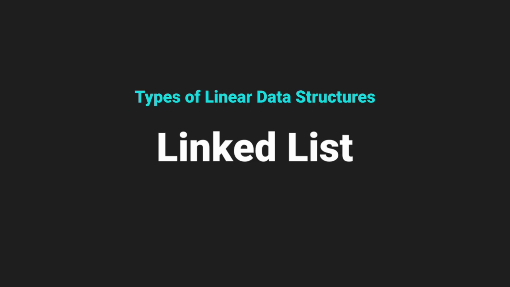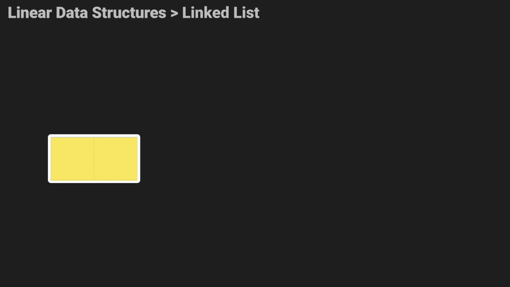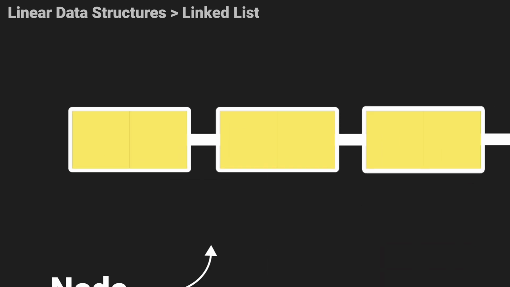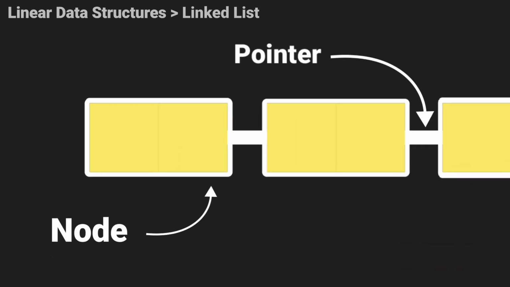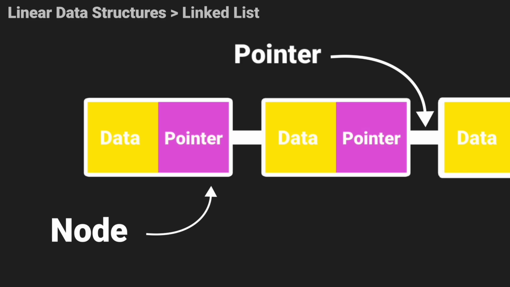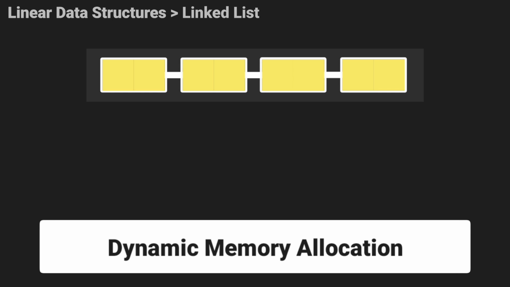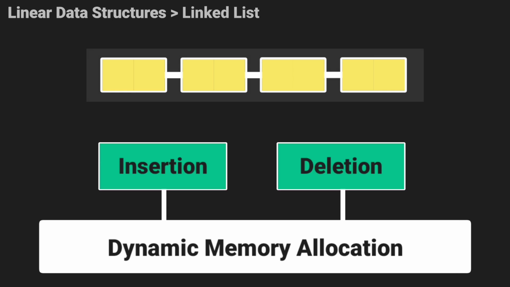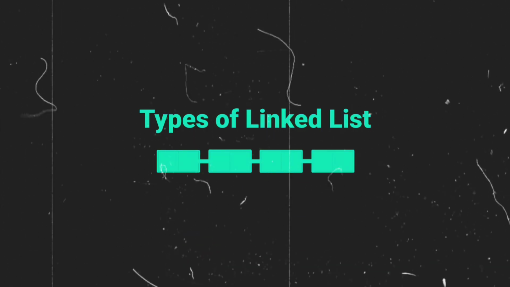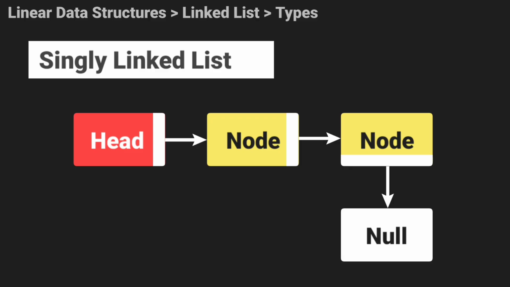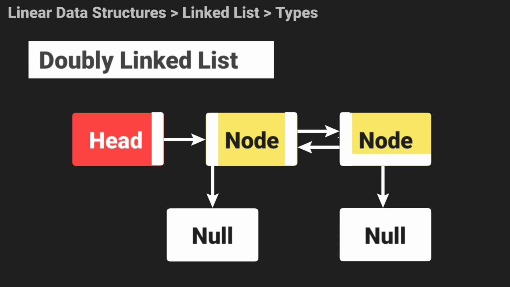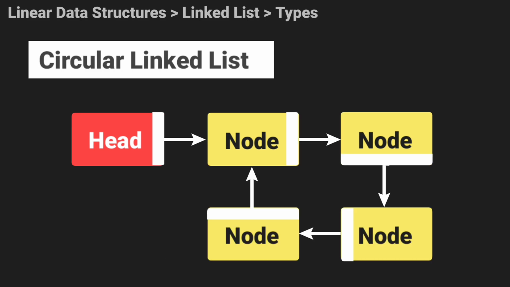Then we have linked list. A linked list is a linear data structure where elements, called nodes, are connected by pointers. Each node contains the data and a reference to the next node in the sequence. Linked lists allow dynamic memory allocation, making them flexible for inserting or deleting elements without needing to shift other elements. It has 3 common types, which are singly linked list, doubly linked list, and circular linked list.